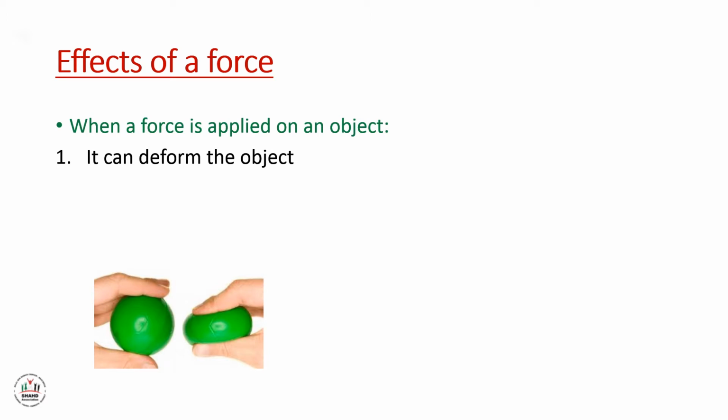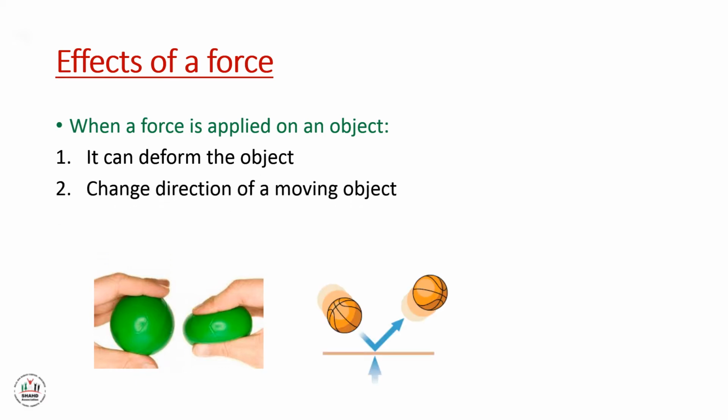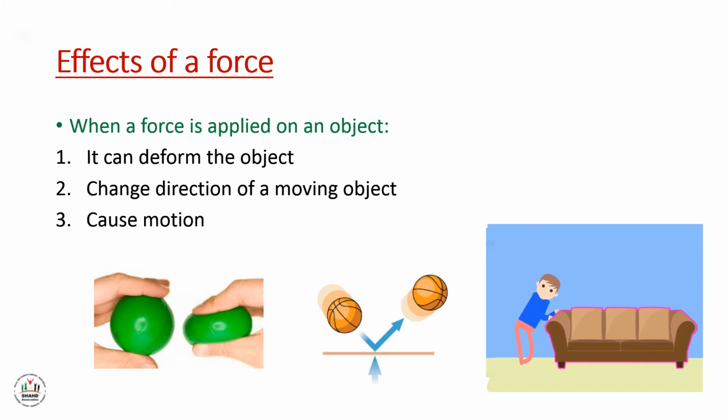Let's take another example. Suppose that you throw a ball. It has a downward direction. When it bounces off the ground, it is directed upward. In this case, we can say that the force of the ground changed the direction of the moving object. The final example is when a boy is pushing a sofa. He is causing the motion of the sofa.